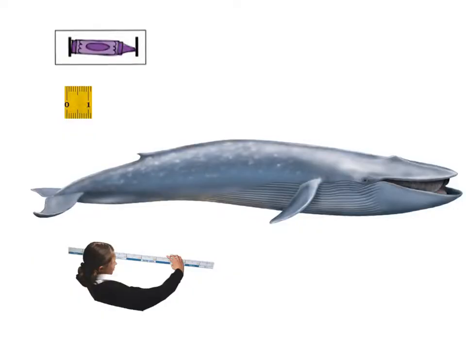Here are two objects to measure: the length of this crayon and the length of the whale. And when we're measuring the length of a shorter object like this crayon here, we use centimetres. And underneath the crayon I've got a part of a measuring tape, and this measuring tape is showing 1 centimetre. The 1 centimetre is the distance between the 0 and the 1 here. And that is written as 1 cm. cm stands for centimetres.